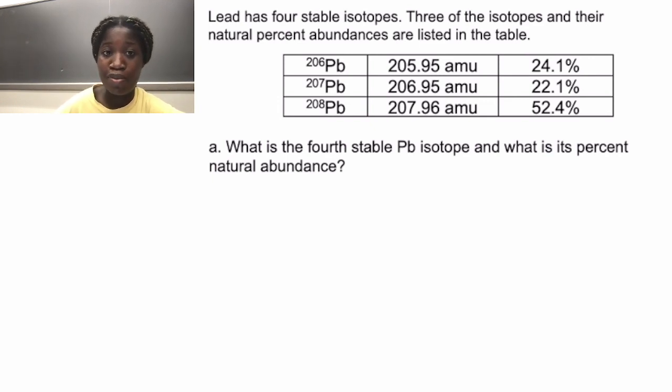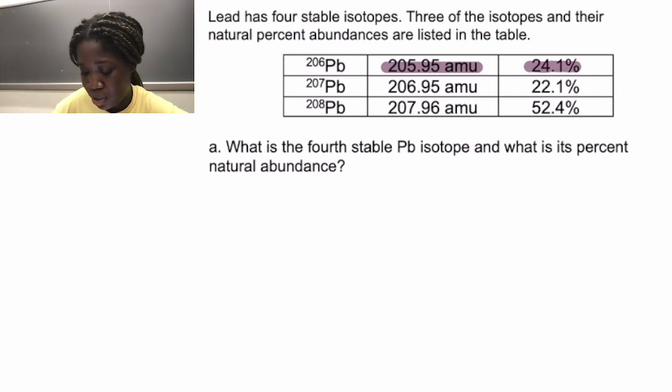Now from the problem, we know that lead has 4 stable isotopes, 3 of them and their natural abundances listed in the table. So let me color code the data. We have lead 206 with an atomic mass of 205.95 AMU and a percent natural abundance of 24.1%. We have these values for lead 207 and for lead 208.